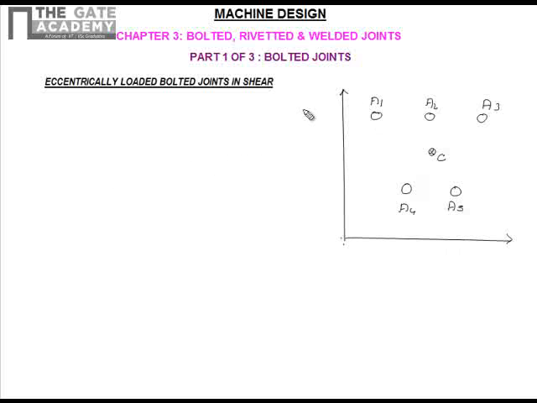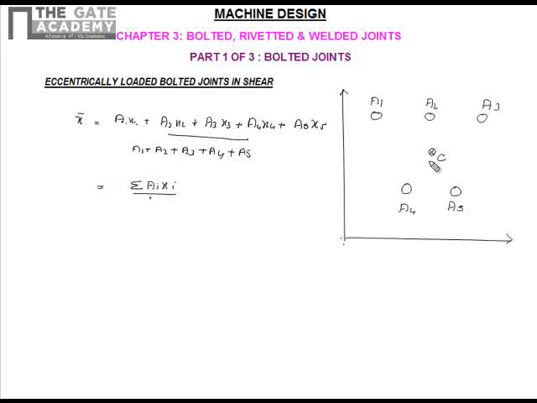Now for the centroid location, if C is the centroid of the combination of bolts, then the x coordinate of the centroid can be given as A1 x1 plus A2 x2 plus A3 x3 plus A4 x4 plus A5 x5 divided by A1 plus A2 plus A3 plus A4 plus A5, or this can be written as sigma Ai xi divided by sigma A. This is x bar, the centroid location of the series of bolt systems.